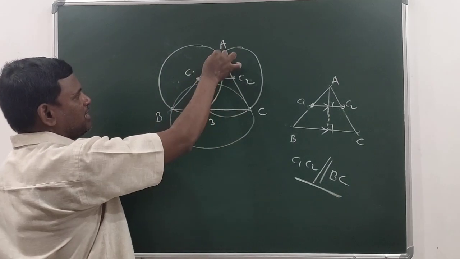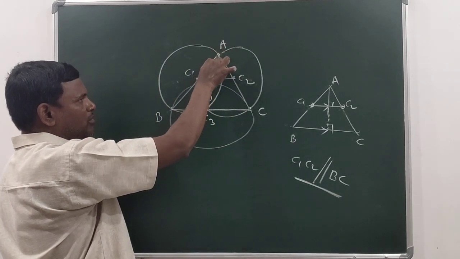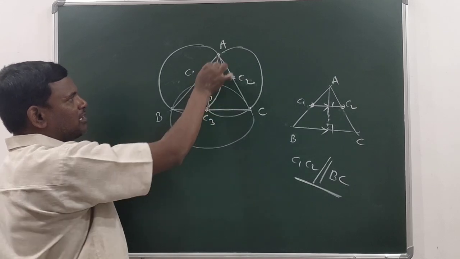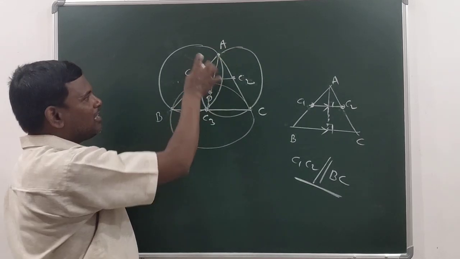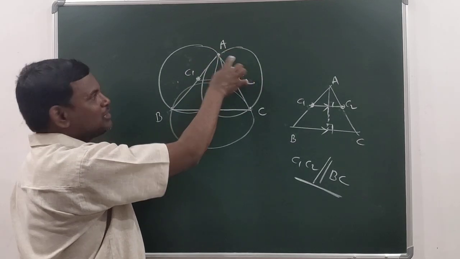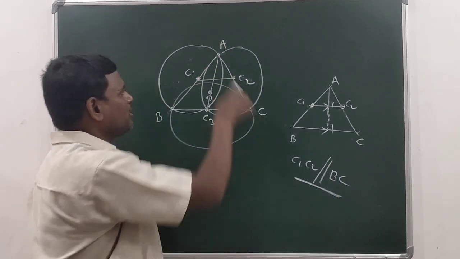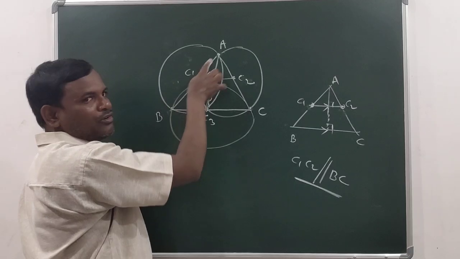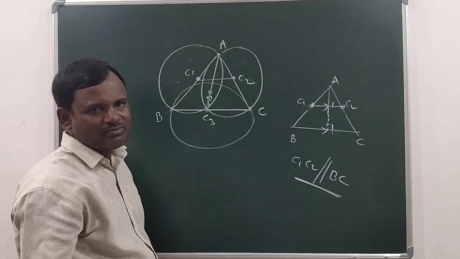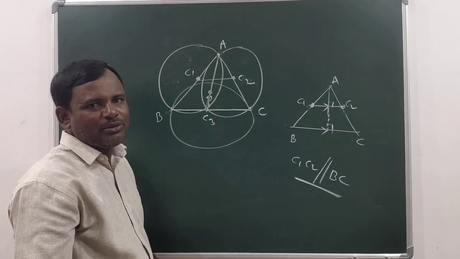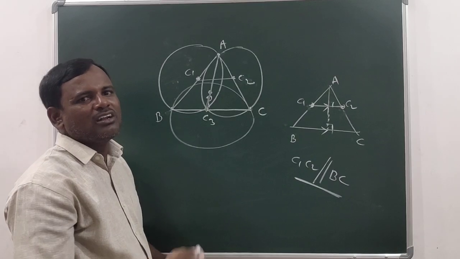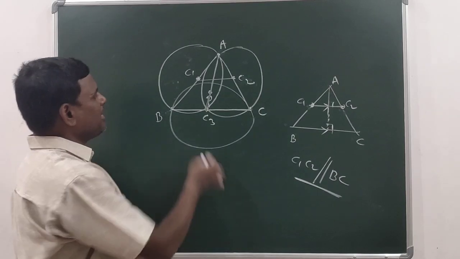So here also, if you want to draw, you can draw like this. What is this actually? The common chord of these two circles. As you know, this common chord is called what? Radical axis. And also here it is the altitude from A to BC. Means that the altitude and the radical axis are coincident.